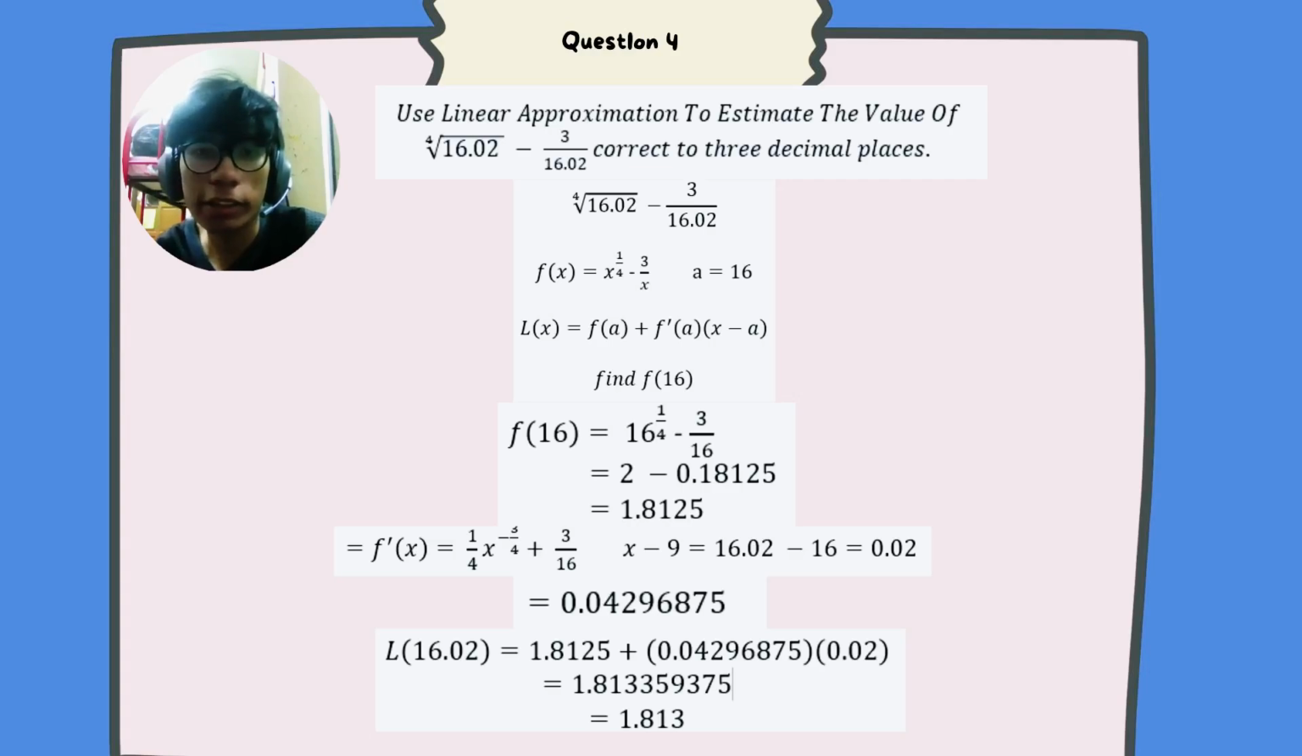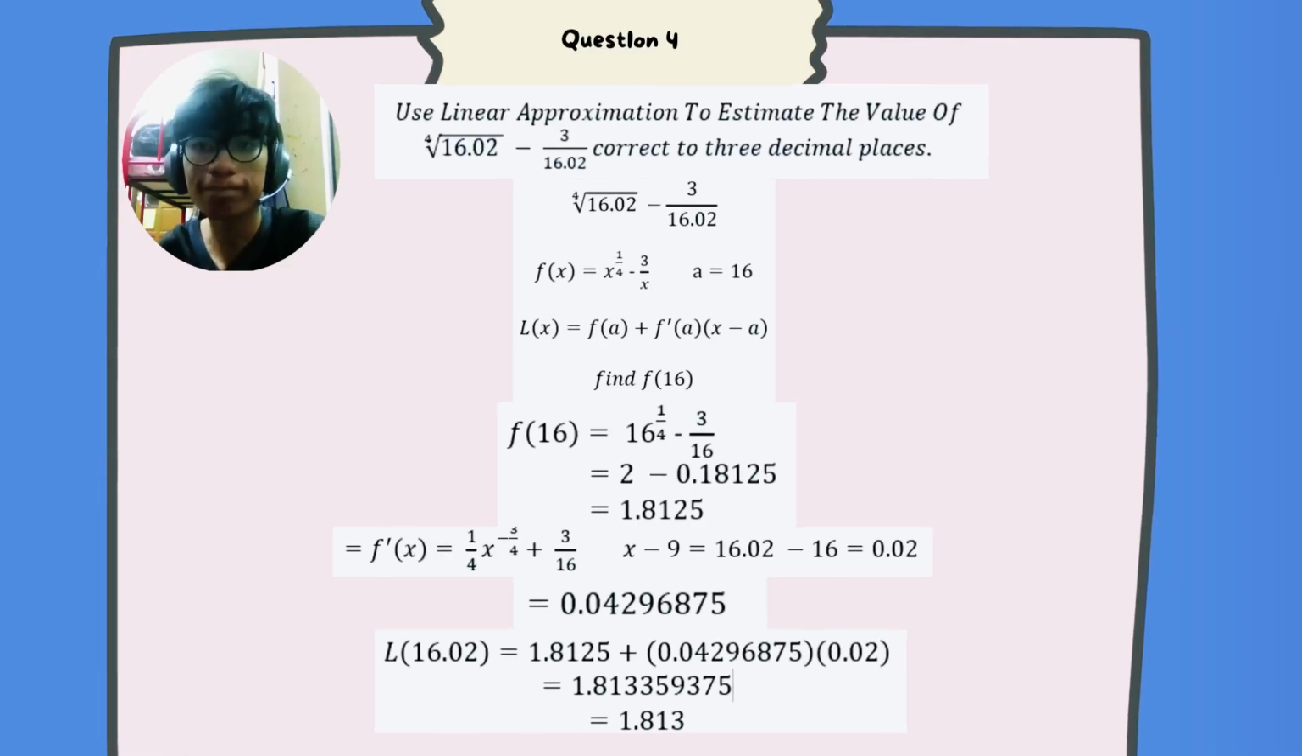In conclusion, linear approximation allows us to estimate function values using a nearby point and the slope of the tangent line. This method of calculation is easier while still providing a good approximation.